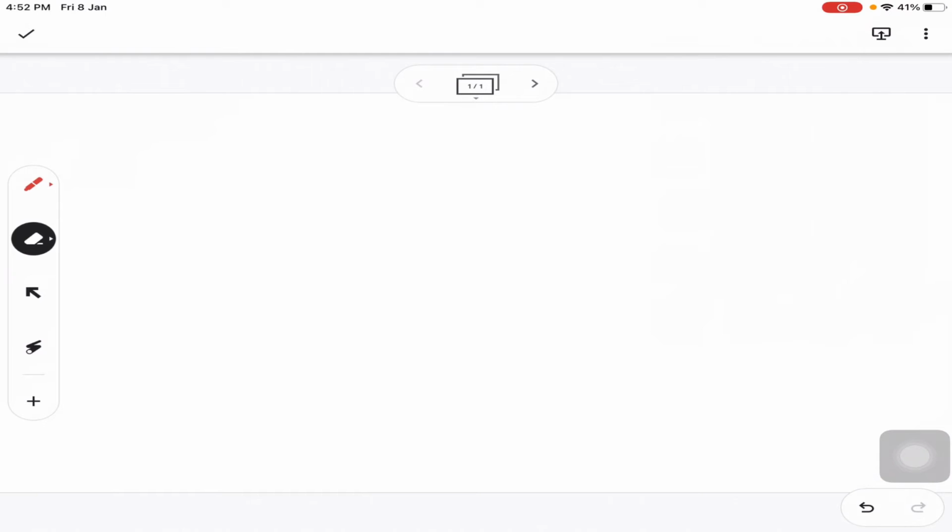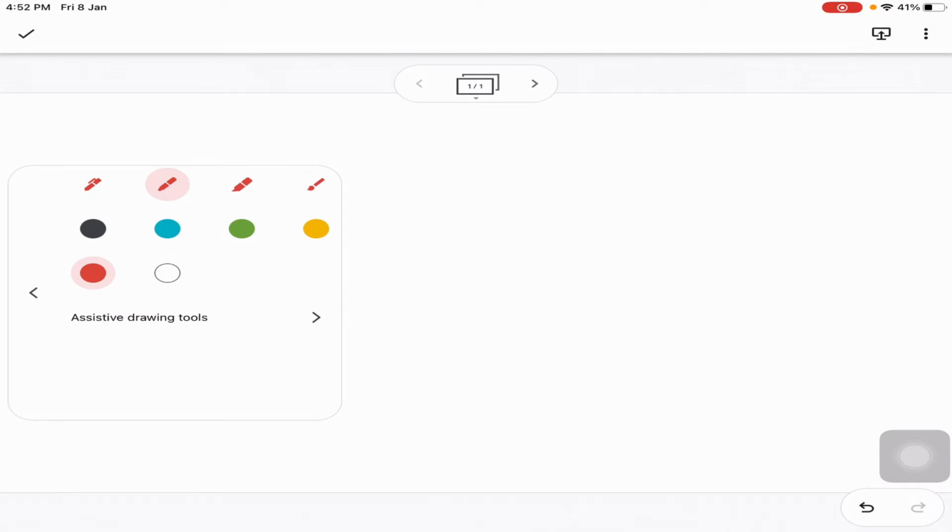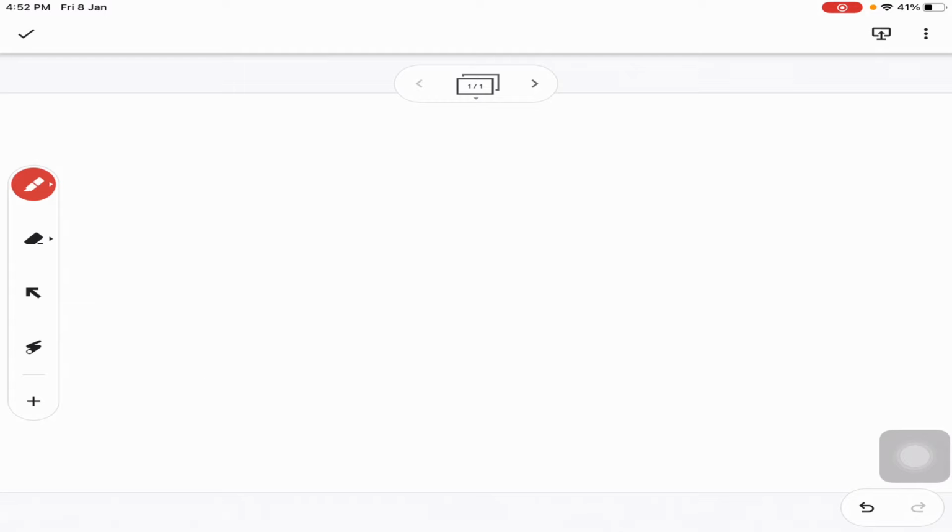Okay, students, now I'm going to show you how to subtract numbers using different ways. Imagine I have a number 367 and we are supposed to subtract 80 from this. So we will see what are the different ways we can use to subtract this number.